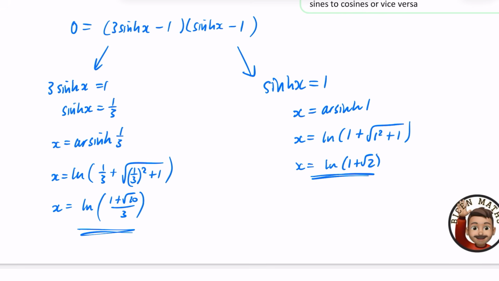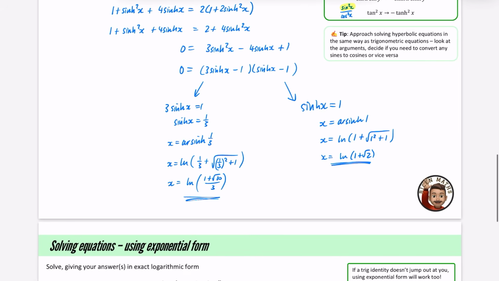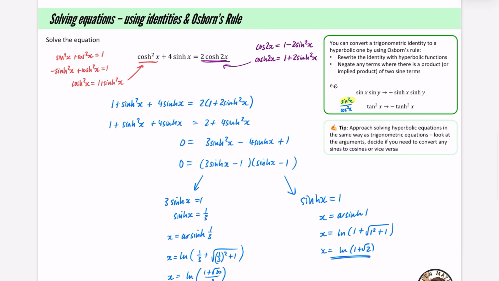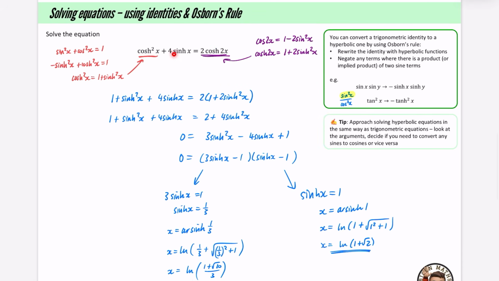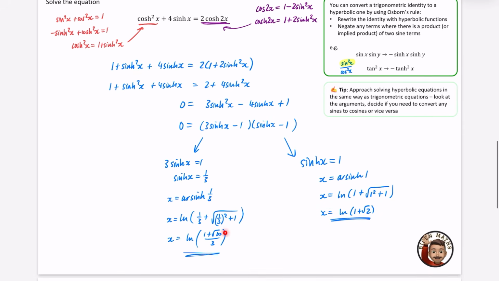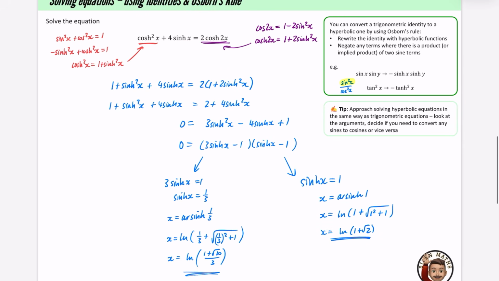Sometimes I'm checking just to make sure I've definitely not made any mistakes with this. What I would probably do if I was in an exam situation is plot this graph. If I had my graphics calculator, I would plot this graph and make sure that they intersected at these 2 points that we've got here.